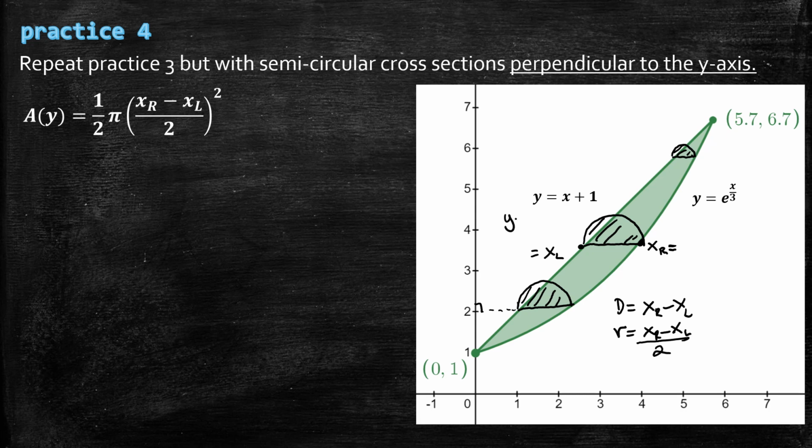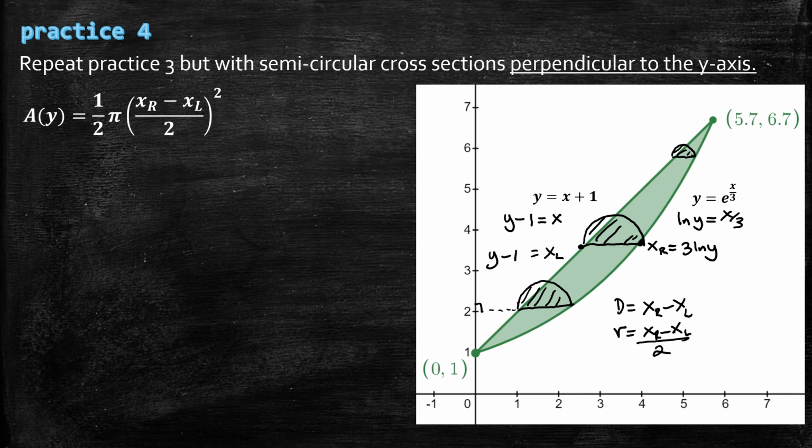So if we subtract 1 from both sides, we get y minus 1 equals x. And that is the formula for the left-hand function, x expressed in terms of y, and we have to do the same for the other function. So to deal with e, we're going to take the ln of both sides. So we get ln of y equals x over 3, and then cross multiply by the 3, and now we have both functions expressed in terms of y.